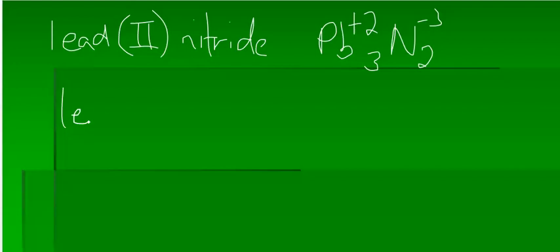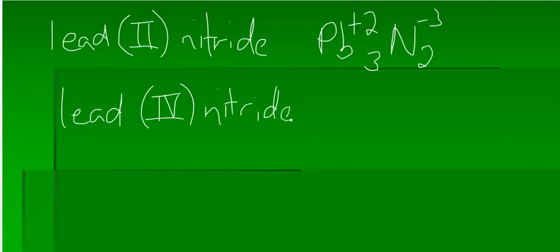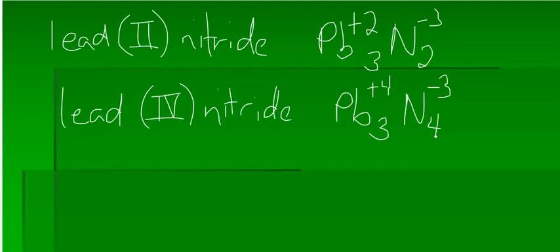Since lead has more than one charge, there's also a lead 4 nitride, which simply changes the charge on lead. Instead of a +2, it's a +4. Now nitrogen's still a -3, but when you cross charges, you will see you get two totally different compounds. So those Roman numerals indicate the charge for the metal.